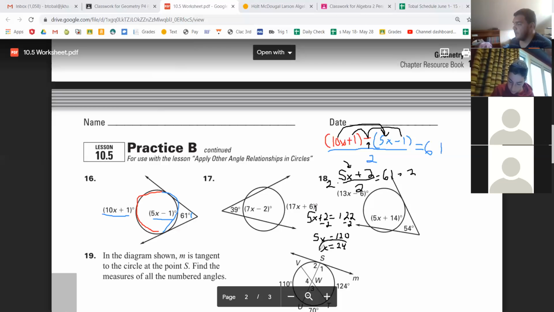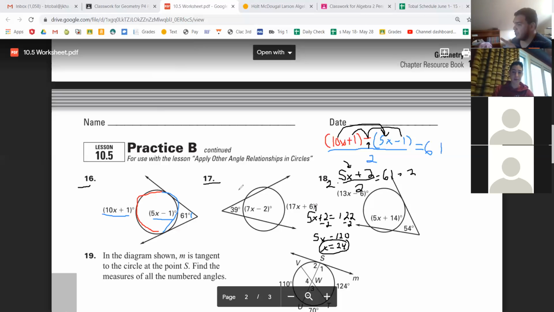Mr. Tobel, Ethan? Yeah, go ahead. Can you add these two arcs to 360 and then find x? Oh, yeah, you could do that. That's what I was doing, but then you said do this, so I changed it. Okay, so Ethan is 100% correct for number 16. You're allowed to do that.